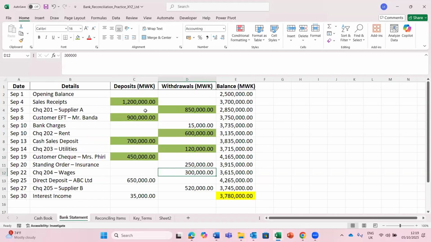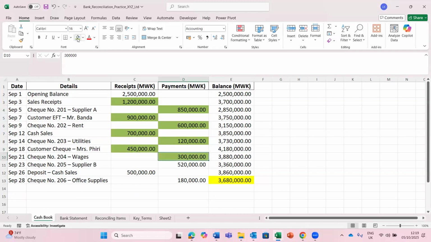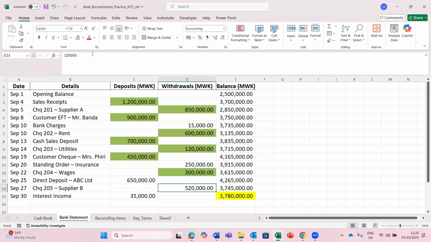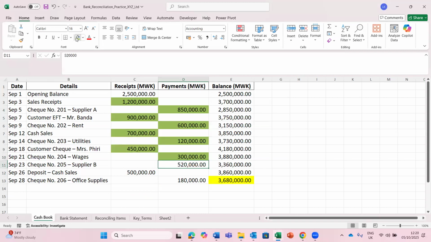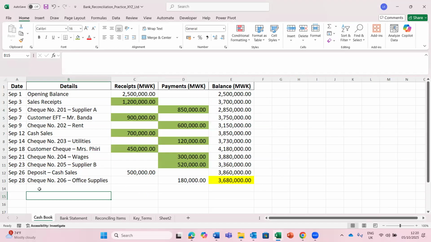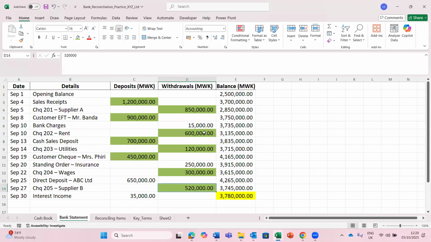204, 300,000. Yes. And also here there's 300,000. And then we have supplier B, check number 205, 520,000. Let's see. Yes, we have 520,000. And also there we have 520,000. Then you have deposit 500,000. And then there we don't have that deposit. Then we have check number 206, 180,000. There we don't have 180,000.